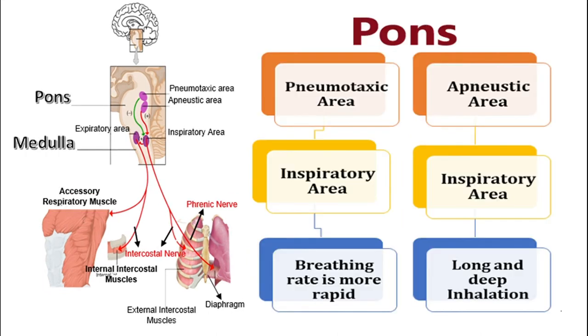Now in pons, there is pneumotaxic area and apneustic area. Apneustic area sends stimulatory impulses to the inspiratory area that activate it and prolong inhalation. The result is a long, deep inhalation. Pneumotaxic area transmits inhibitory impulses to the inspiratory area. The major effect of these nerve impulses is to help turn off the inspiratory area before the lungs become too full of air. In other words, the impulses shorten the duration of inhalation. Remember, when the pneumotaxic area is more active, breathing rate is more rapid.